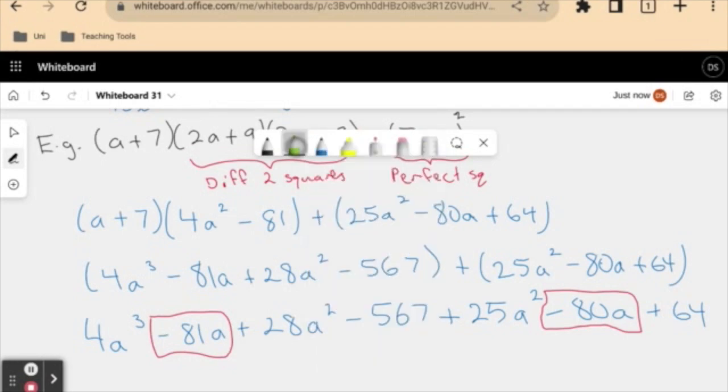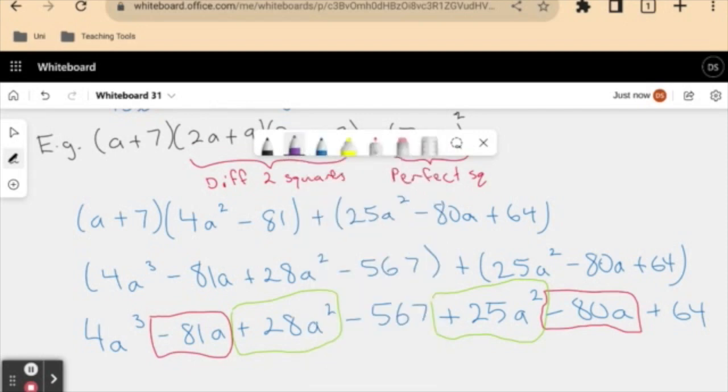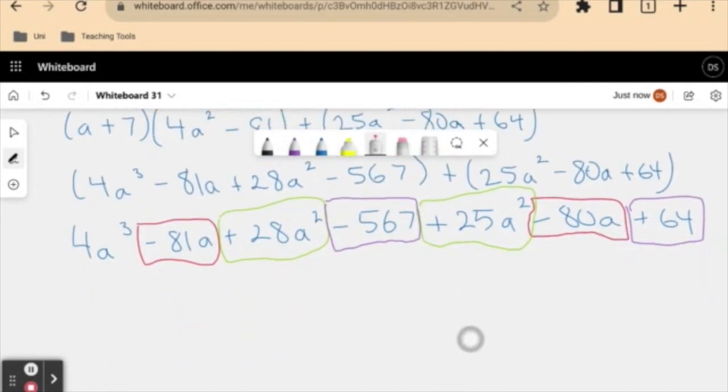Our positive 28a squared will add with our positive 25a squared. And finally, our negative 567 will add with our positive 64. And you may have noticed that our 4a cubed has no like terms, so that can stay.